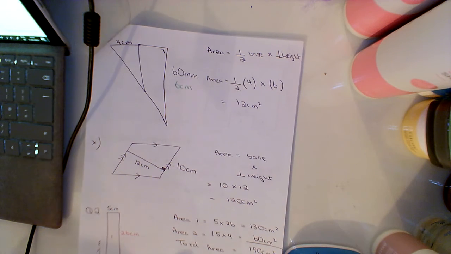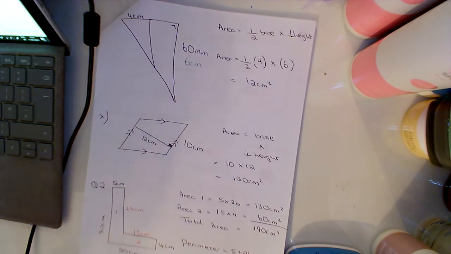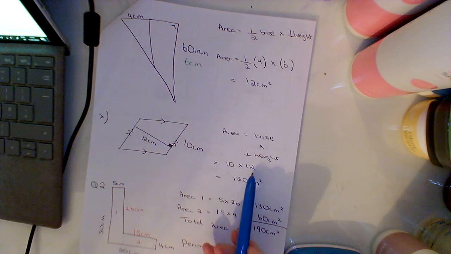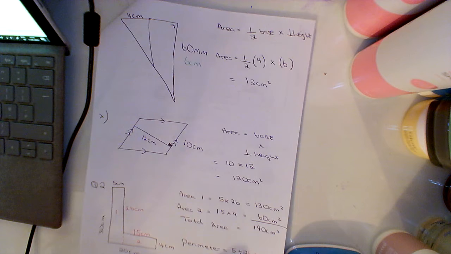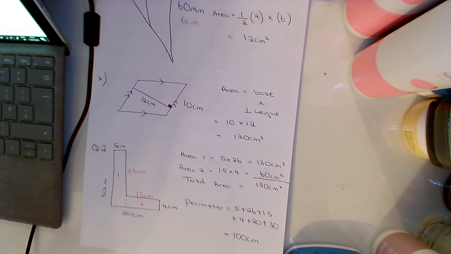In part 10, I have a parallelogram. For a parallelogram, the formula is base by height, and my base is 10, my perpendicular height is 12, so it's 120 centimeters squared. Question 2 then, I broke it into 2 separate shapes.